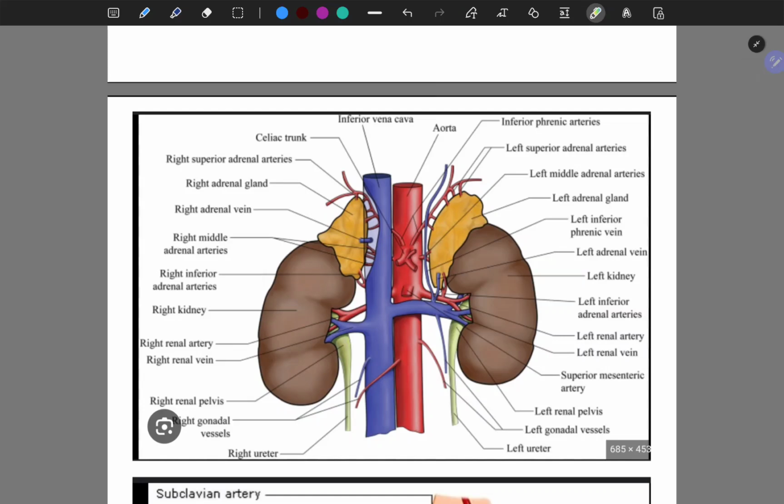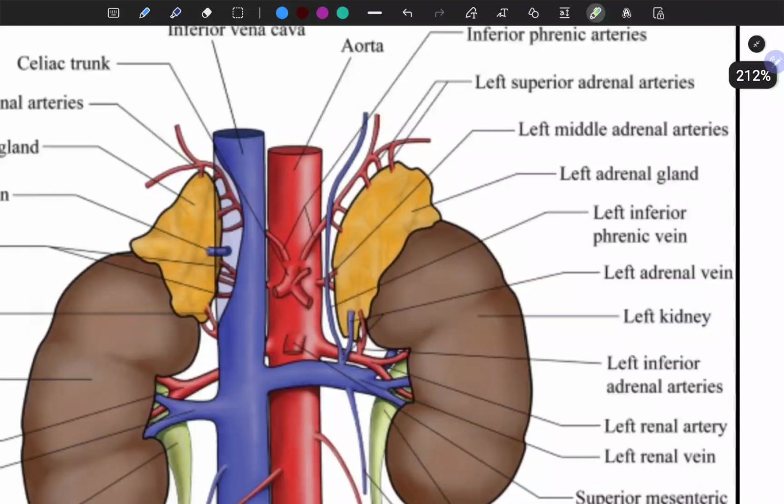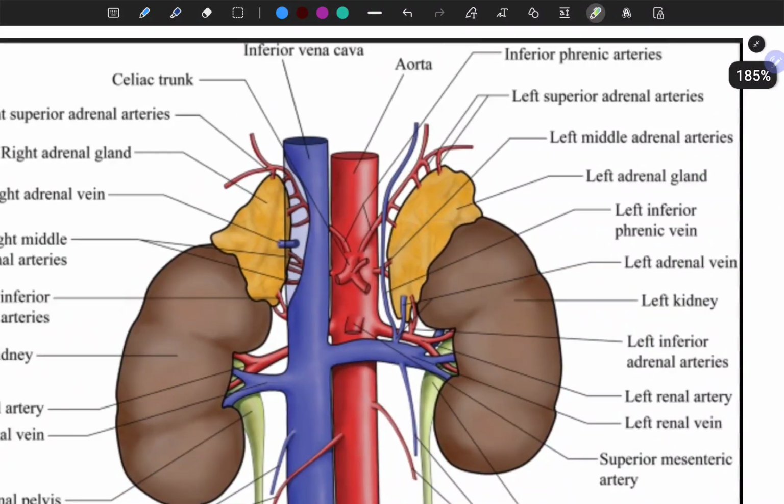With respect to the blood supply of the adrenal gland, a very important anatomical landmark. Look at the left adrenal gland. The adrenal gland derives its blood supply from the inferior phrenic artery branches, the left superior adrenal artery, the left middle adrenal artery, a direct branch from the aorta, and the left inferior adrenal artery, which is a direct branch from the left renal artery. This is on the left side.